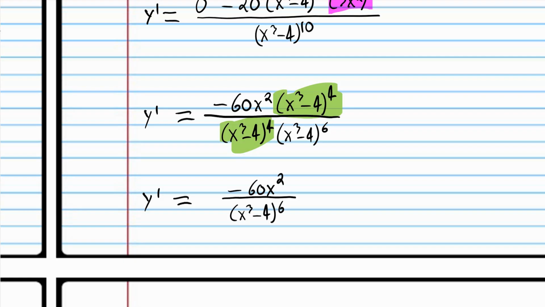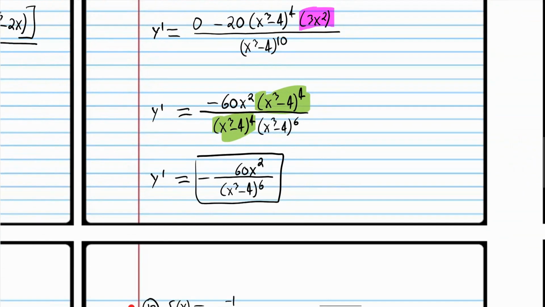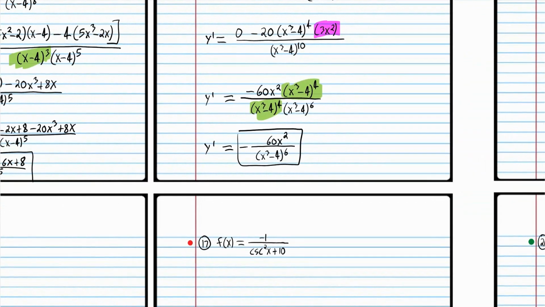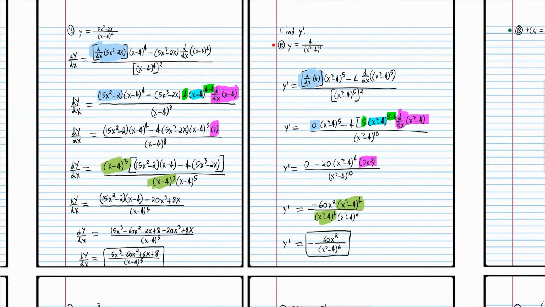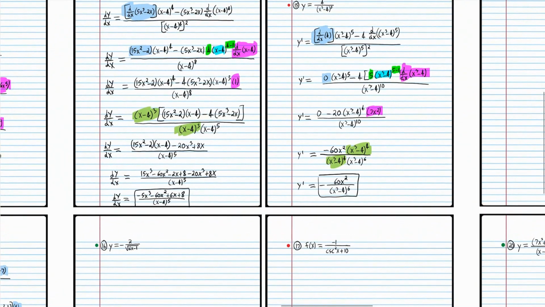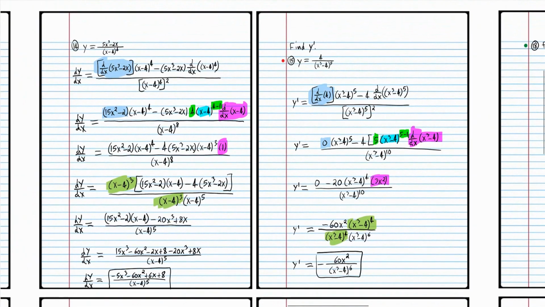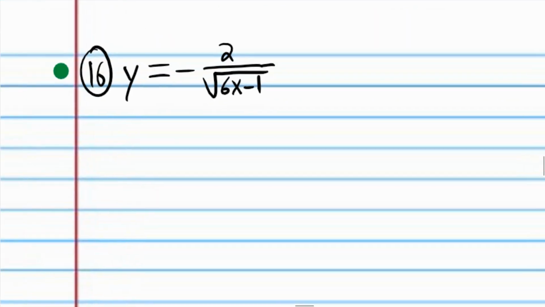And it's traditional to write the negative in front of the fraction. You don't have to do that, but it's traditional to write in that form. So I want you to get a picture of this, and I want you to try number 16.